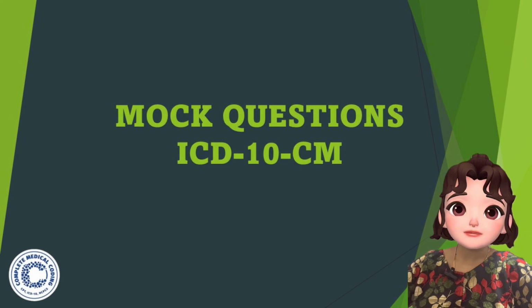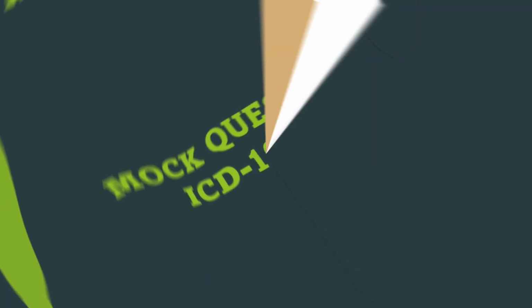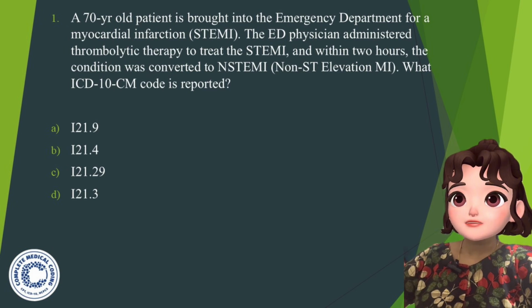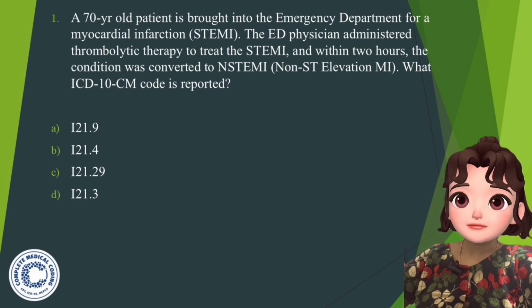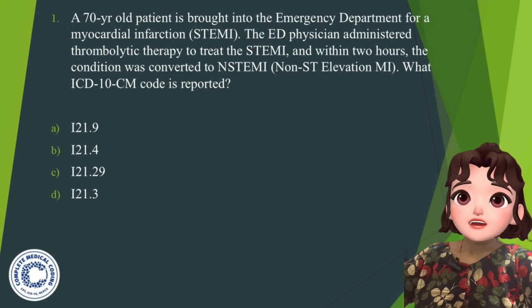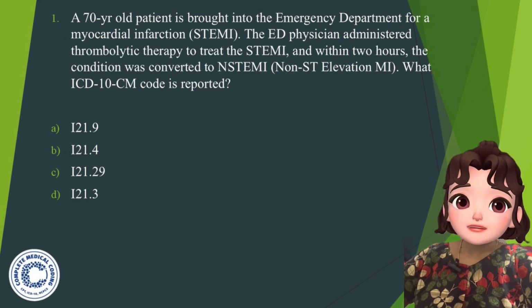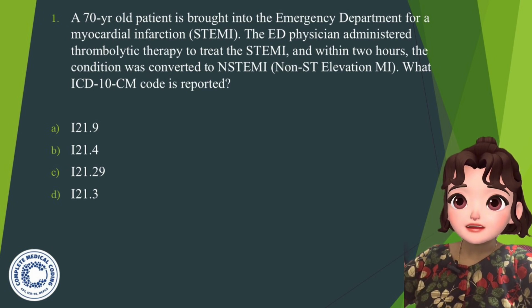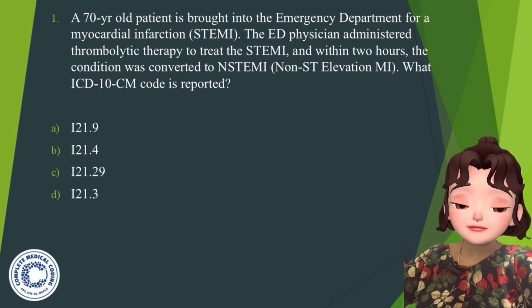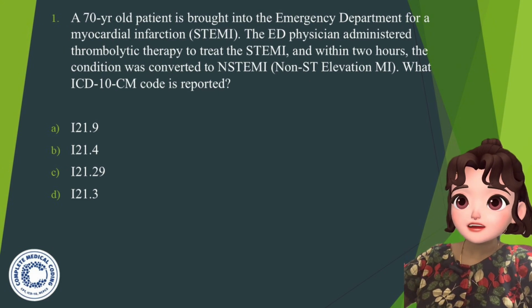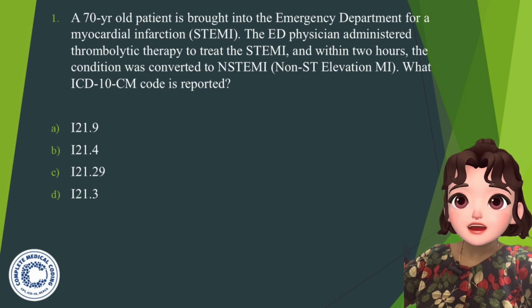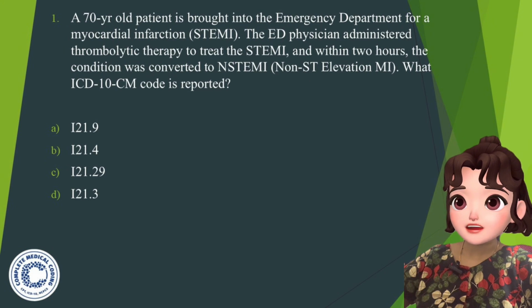So let's move to the questions, more questions one by one. Moving to the first question. A 70-year-old patient is brought into the emergency department for a myocardial infarction. As you already know, there are two types of myocardial infarction. One is STEMI and the other one is NSTEMI. So these are the full forms. NSTEMI means non-ST elevation. STEMI means ST elevation myocardial infarction.